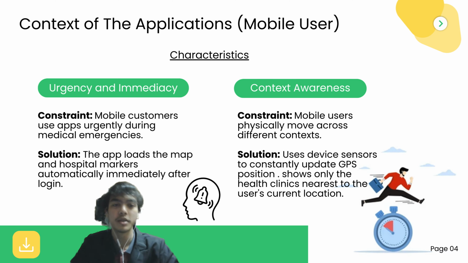The first one is urgency and immediacy. So the constraint is mobile customers use apps urgently during medical emergencies. That means the mobile user often opens this app when they have urgency. So in this medical situation, every second counts. So what's the solution? The solution is the app loads the map and hospital markers automatically immediately after login.